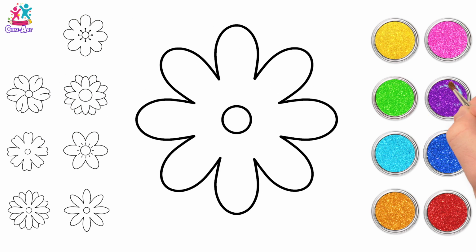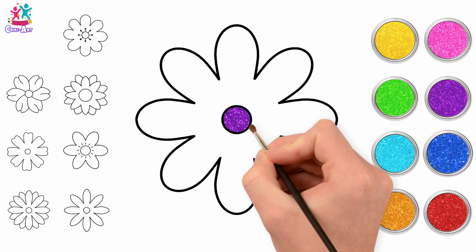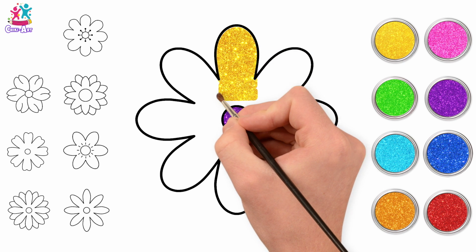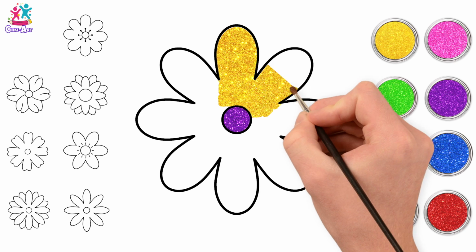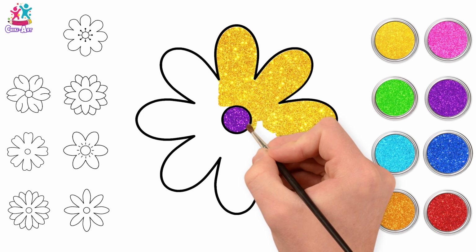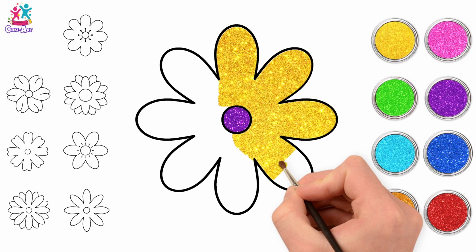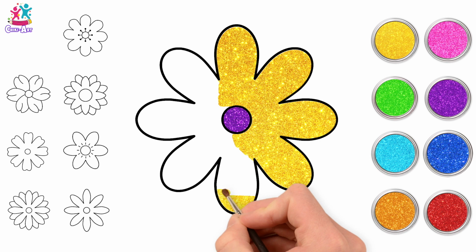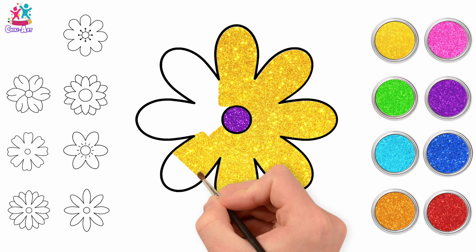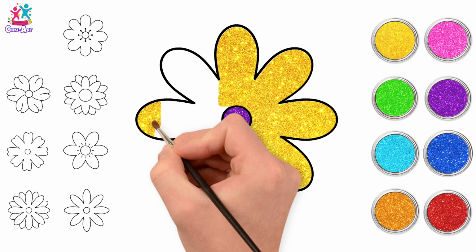Okay, I think we're ready to paint. Ooh, let's start with this one. Purple for the centre. Some lovely yellow petals. I have to say, this is one of my favourite colour combinations. Purple and yellow. Absolutely gorgeous, don't you think? Maybe you could name your flowers. Make up your own names.